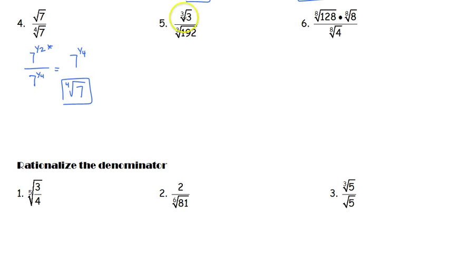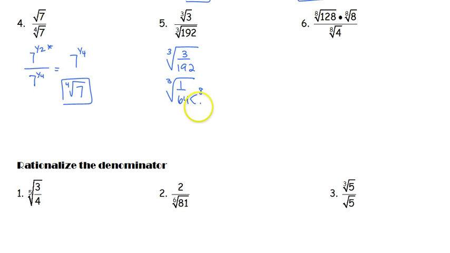Number 5, we see that both of our roots are 3's, which means I can put that underneath one radical, and I can check to see if my fraction reduces. 3 over 192, I type that in and it does reduce. That becomes 1 over 64. We know the cube root of 1 is just 1. The cube root of anything is just 1.